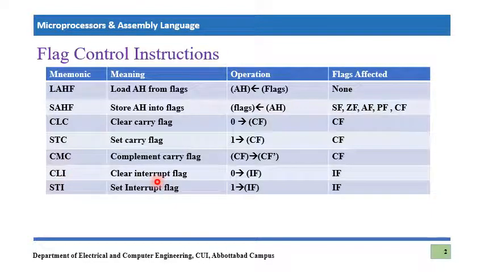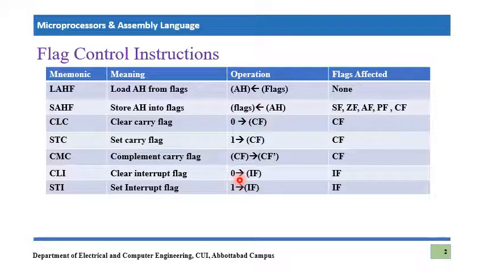If you remember, there are 6 status flags and there are 3 control flags. So one of those control flags is basically the interrupt flag, which indicates whether any specific kind of interrupts are enabled or not, or they are masked or not. So we can mask or unmask those interrupts using this CLI or STI.